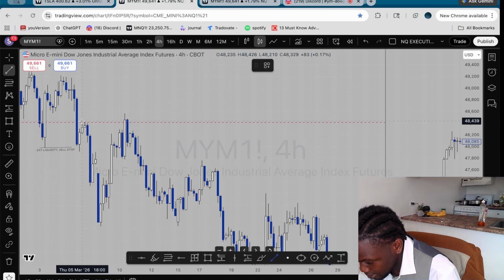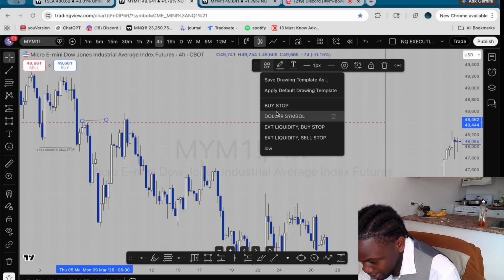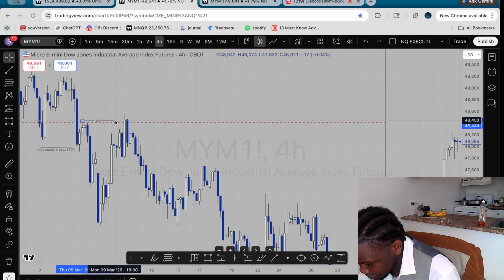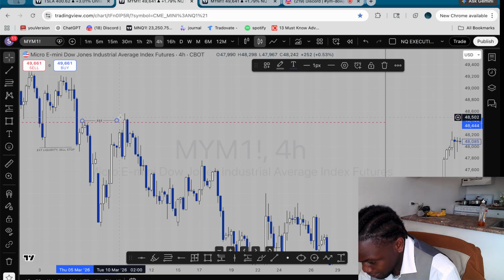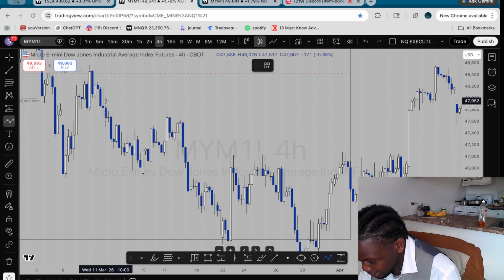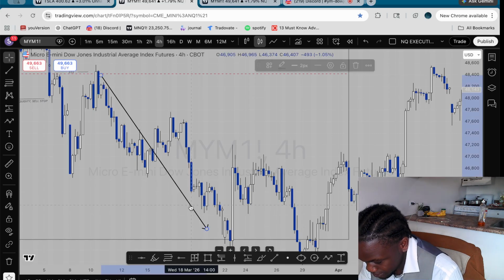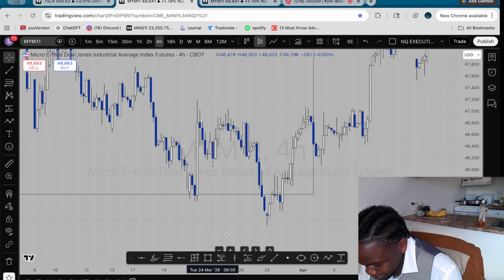Where is the liquidity? Liquidity is sitting in the form of what? Buy stops, sitting above that high. Right here. Price comes back, runs out the liquidity sitting up there, and then what happens? Boom. Another leg down. Another freaking leg down. And you can keep doing this too. Okay. So here's another example.